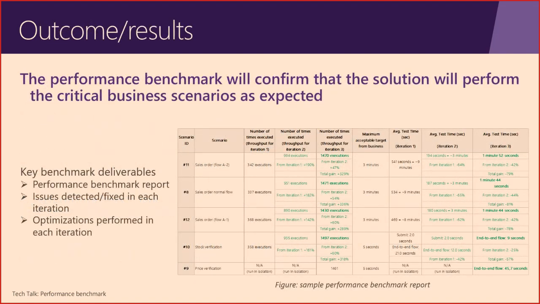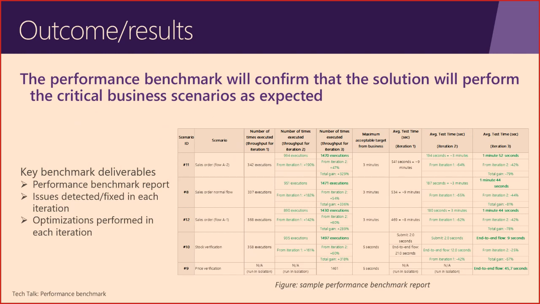So the outcome and the result, it's usually three main things. It's going to be a performance benchmark report where you will see the different scenarios, like different sales order flow, for example, or a stock verification, a price verification. And you will see through the different iterations how they perform for a number of users.